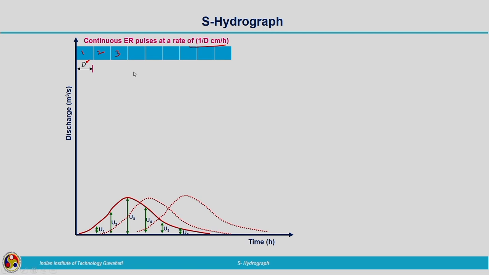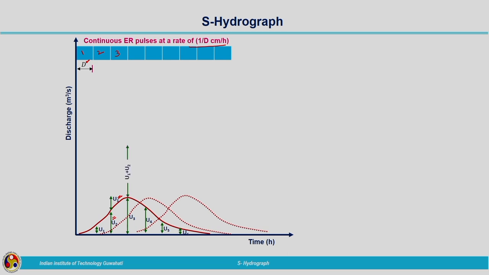So if you are going to obtain the ordinates of the S-hydrograph, the first ordinate will be the same as that of the unit hydrograph. Coming to the second ordinate, you will have the response u2 from the first unit hydrograph and u1 from the second unit hydrograph, since the second unit hydrograph starts with a lag of Dr hours. So the second ordinate is obtained by summing up u1 and u2.